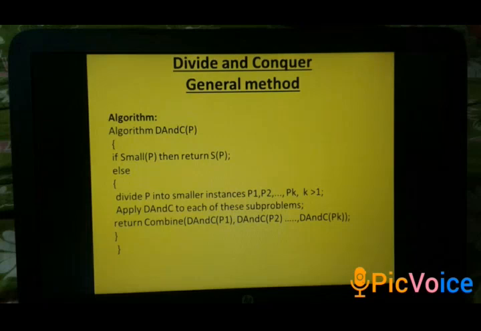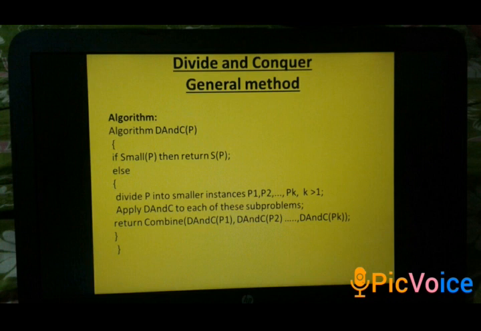Students, we are going to see the divide and conquer general method. Divide and conquer is an algorithm technique that is used to solve problems. The divide and conquer strategy is applied to the algorithm, and the problem is divided into several subproblems. Each subproblem is solved and the results are combined together to produce the final solution. So this is called divide and conquer.